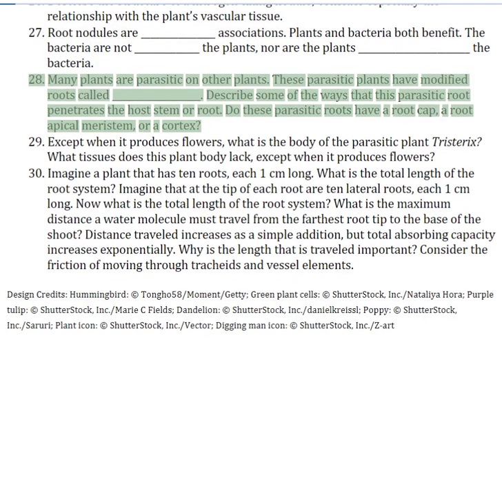28. Many plants are parasitic on other plants. These parasitic plants have modified roots called ___. Describe some of the ways that this parasitic root penetrates the host stem or root. Do these parasitic roots have a root cap, a root apical meristem, or a cortex?